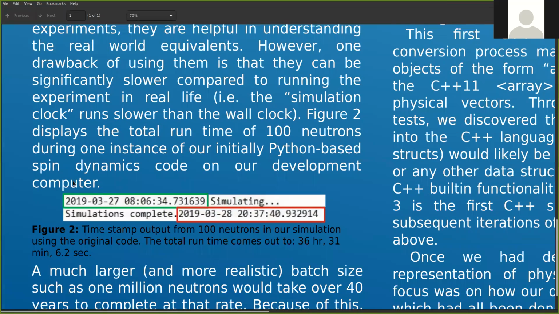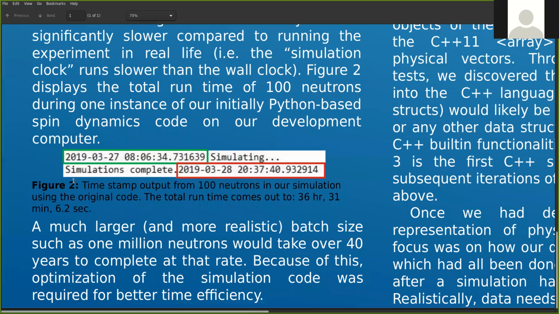The code I worked on simulates a single ultracold neutron, or UCN, inside a magnetic trap, keeping track of its spin and position as it bounces around inside the trap. Realistically, we'd like to simulate UCNs on the order of around 1 million to have useful amounts of statistical data. However, the code as it was when it was given to me took about 36 hours to simulate only 100 neutrons in one instance. Scaled up at that same rate, it would take around 40 years to simulate our goal of 1 million UCNs.